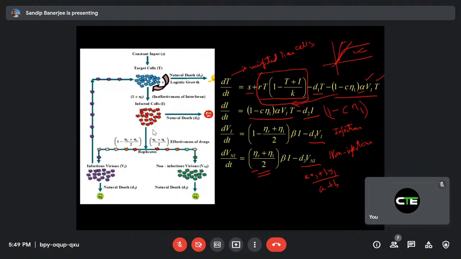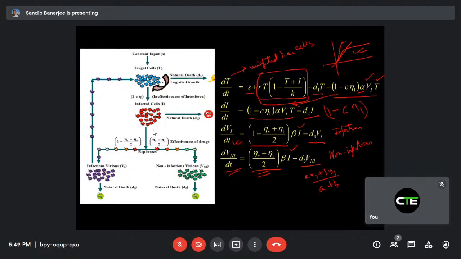So this is the efficacy of the drug, due to which your infectious virus becomes non-infectious. And this is the non-efficacy of the drug, due to which your infectious cell, they are helping in the growth of the infectious virus. So that's how the model has been done, and then you use some literature or data to estimate the parameters that you see. There are so many parameters, alpha, beta, D1, D2, D3, and so on.